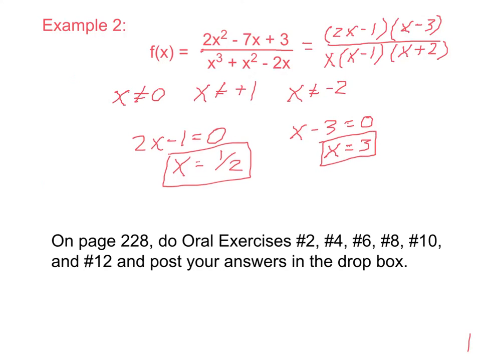All right, now I'd like you to go to page 228 in your textbook and do oral exercises numbers 2, 4, 6, 8, 10, and 12, and post your answers in the drop box. Thank you.